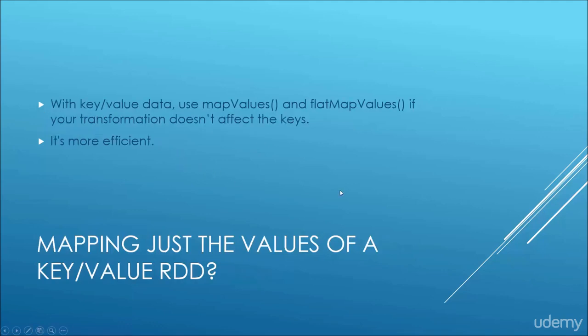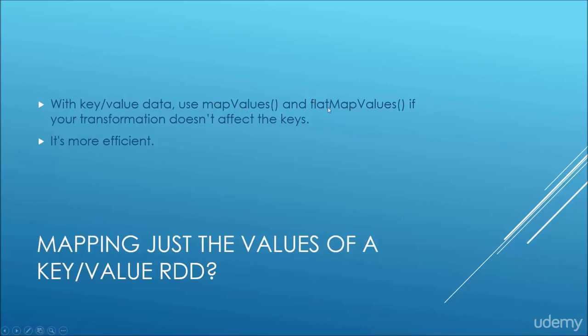Now, this is a very important point with key value RDDs. If you're not going to actually modify the keys from your transformations on the RDD, make sure you call map values or flat map values instead of just map or flat map. And that's important because it's more efficient. Getting a little bit technical, it allows Spark to maintain the partitioning from your original RDD instead of having to shuffle the data around, and that can be very expensive when you're running on a cluster. So anytime you're calling map or flat map on a key value RDD, ask yourself, am I actually modifying the key values? If the answer is no, you should be calling map values instead, or flat map values.